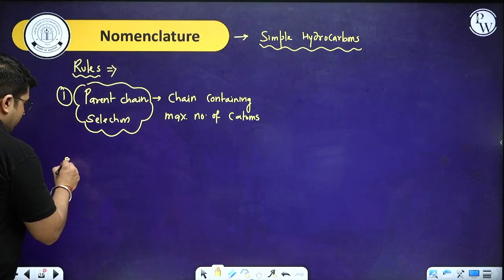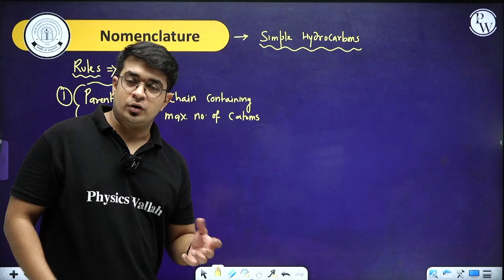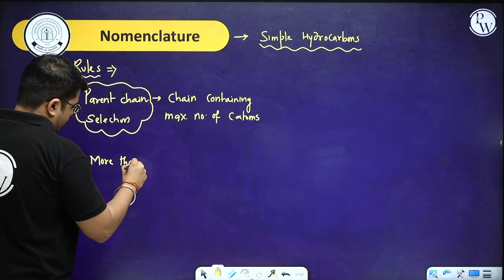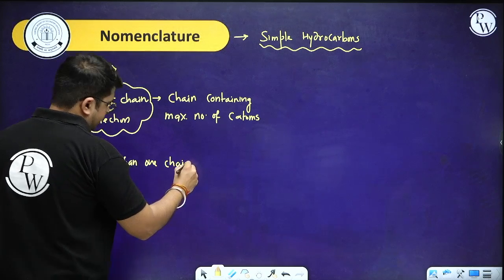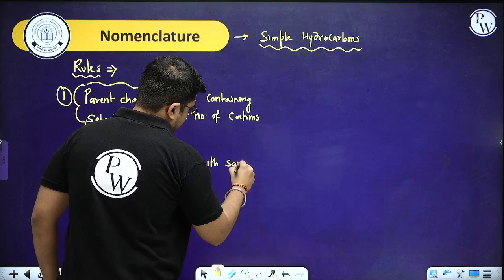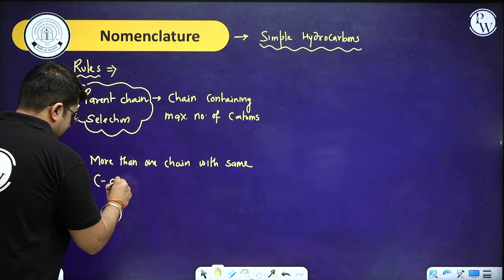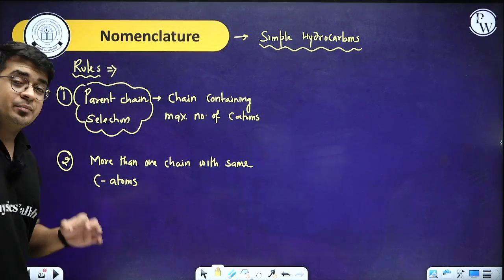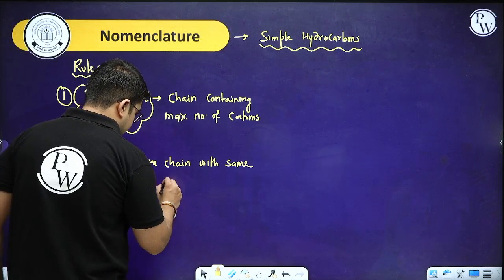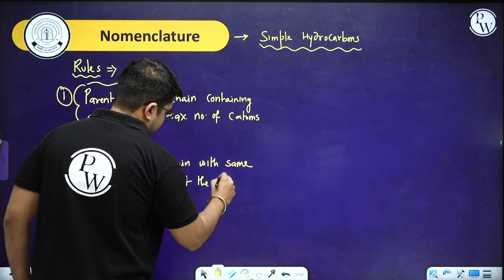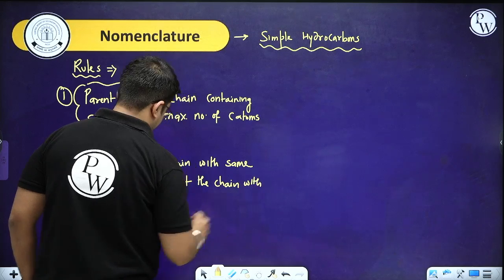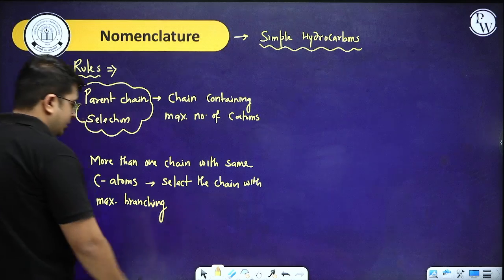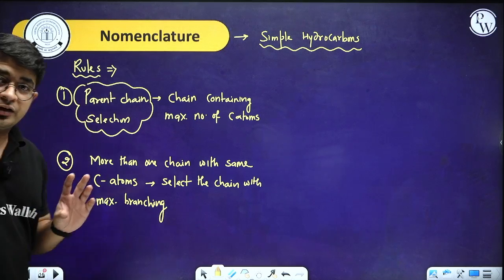So chain containing maximum number of carbon atoms is going to be your parent chain. After deciding the parent chain, if you are confused that more than one parent chain are present, more than one chain with same carbon atoms, if any chance is there that you have more than one chain which are having same number of carbon atoms, then select the chain with maximum branching. So these two rules are very important whenever you are selecting the parent chain.